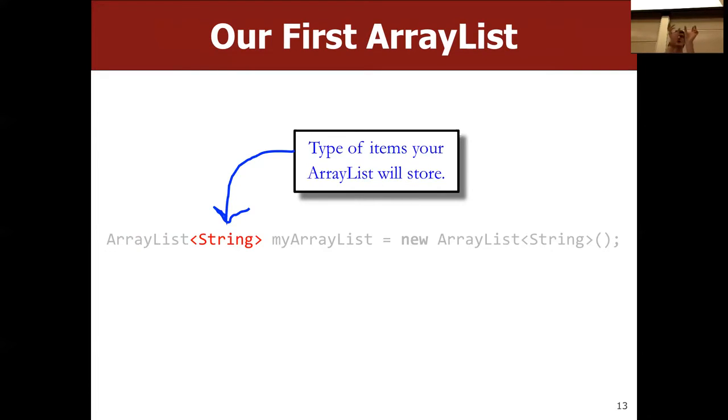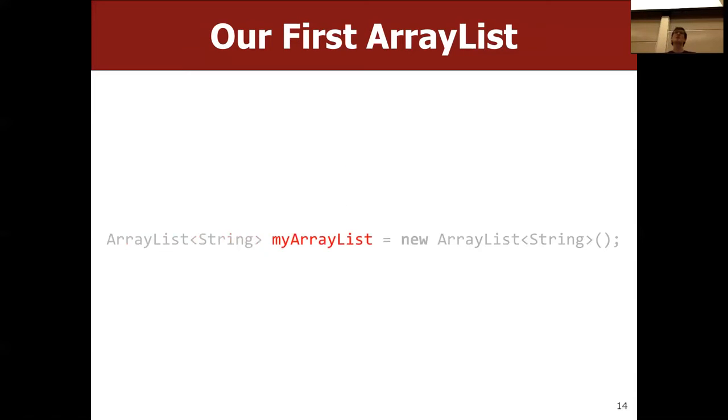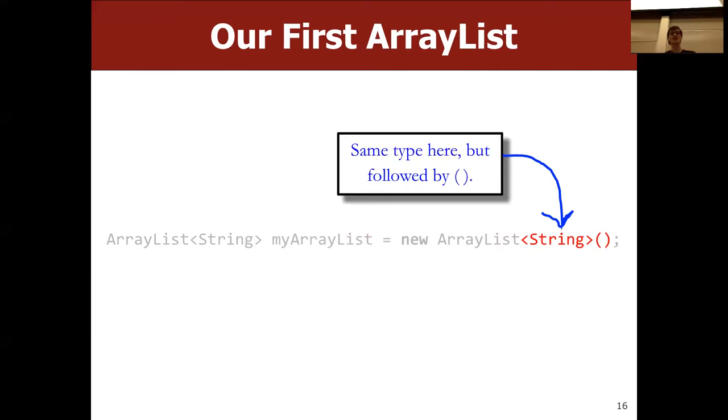Instead of saying type bracket bracket, you say ArrayList and then put the type inside these angle brackets. So that's the type. You name your variable whatever you want, in this case, my array list. And then you have the same syntax you're used to for making new objects, which is you say equals new ArrayList. And then you have to match the type on the other side as well, followed by parentheses. Okay, so you have to match both sides.